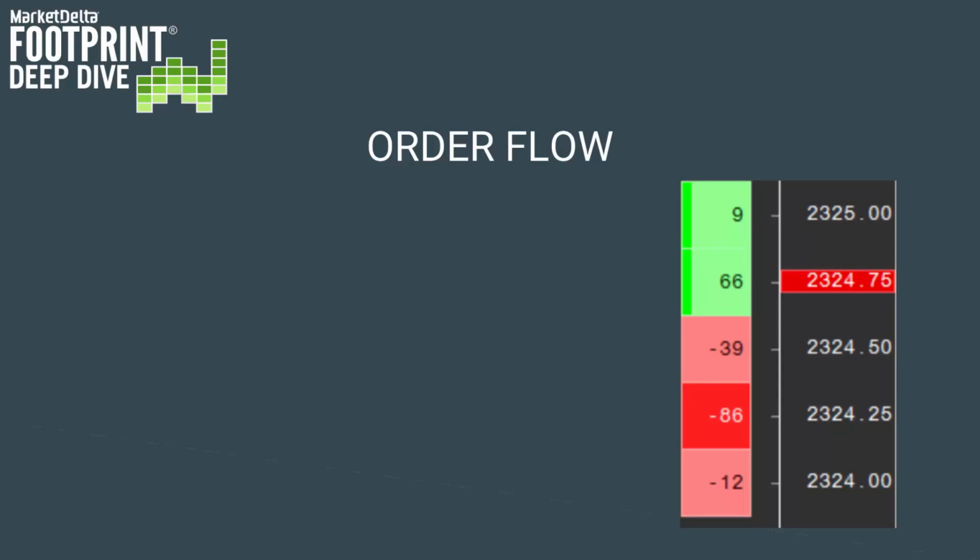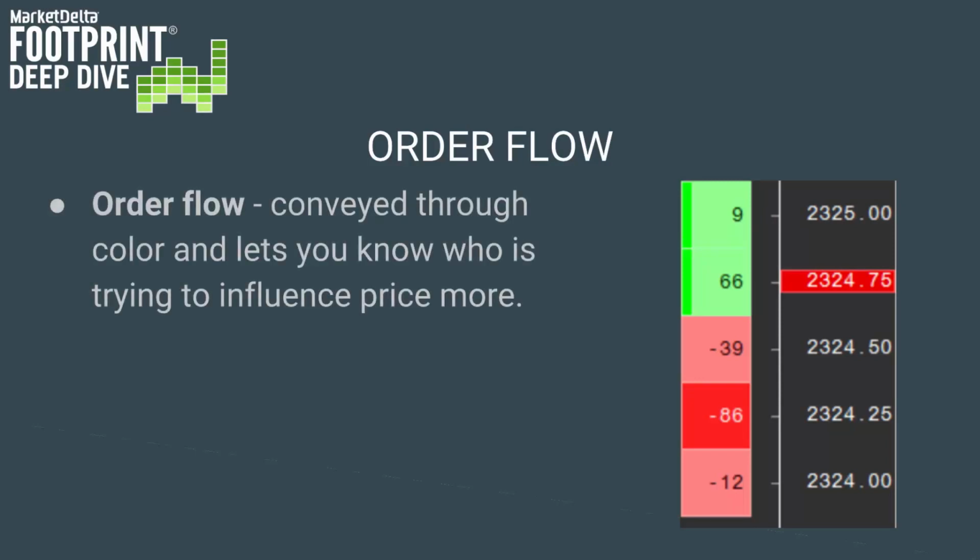Order flow. Again, think delta. Order flow, or delta, is conveyed through color, which is your background color, and lets you know who's trying to influence price more. So who's being more aggressive, the aggressive buyer or the aggressive seller? What you get here is really the net buying or the net selling that took place at each price.